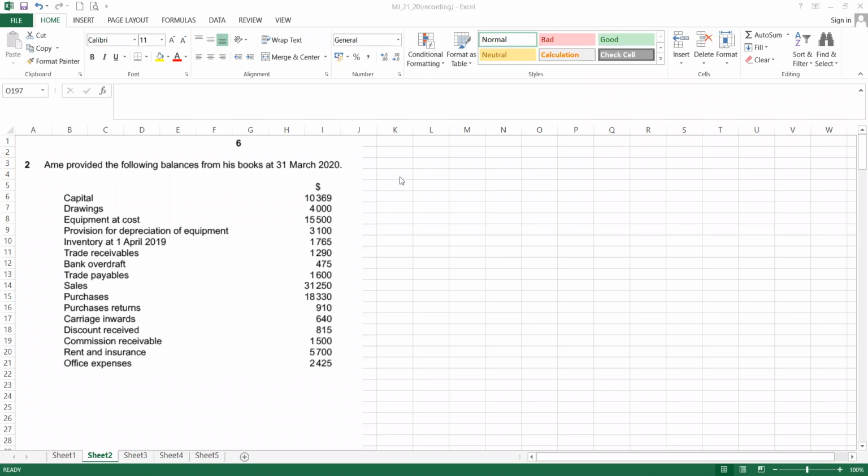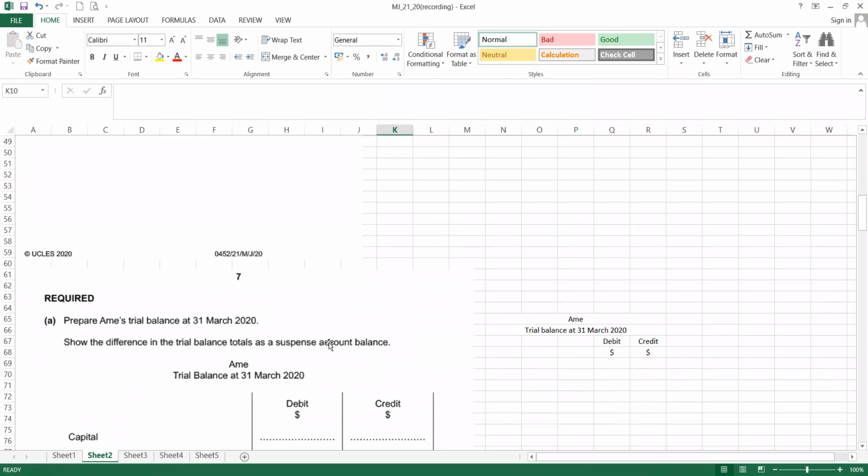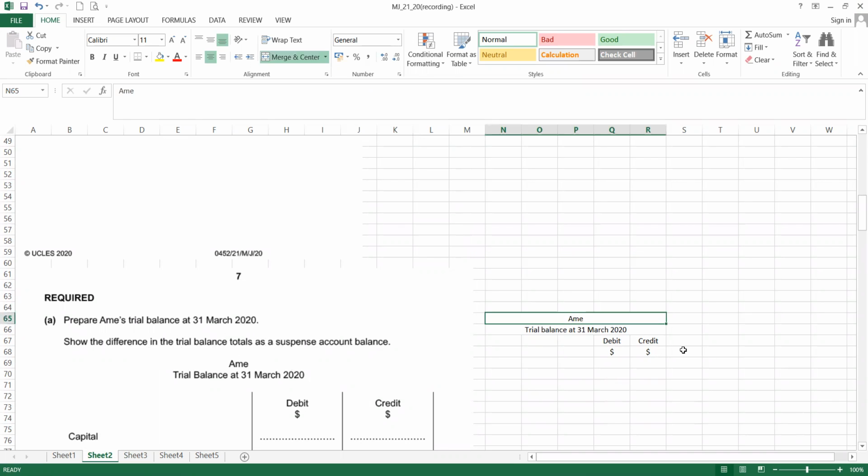Okay, Amy provided the following balances from his book. So this is the list from the question and what they asked to do. They asked to prepare Amy's trial balance at 31st March 2020, and show the difference in the trial balance total, as this is related to the correction of error. The moment we saw the suspense account, we prepare the trial balance first.